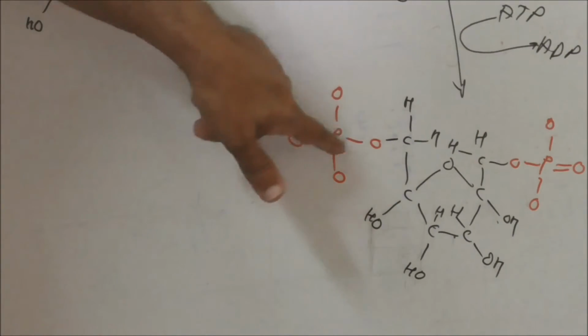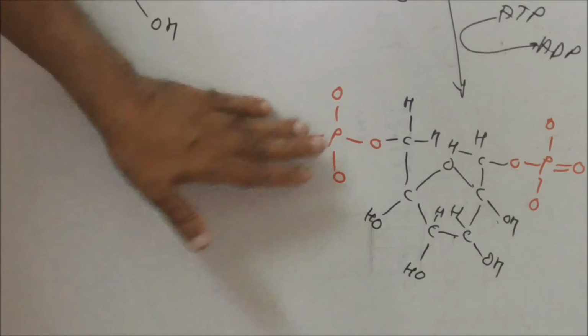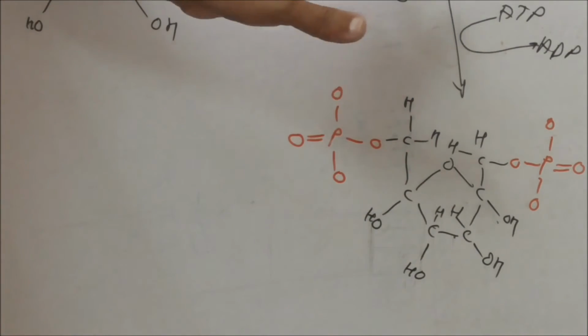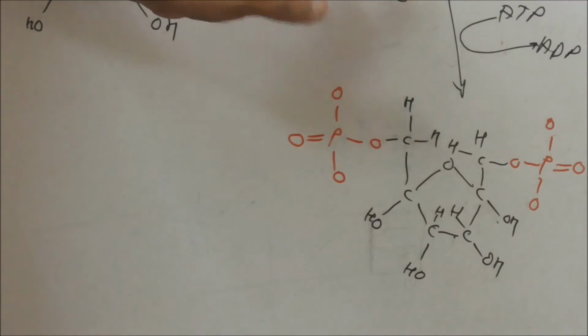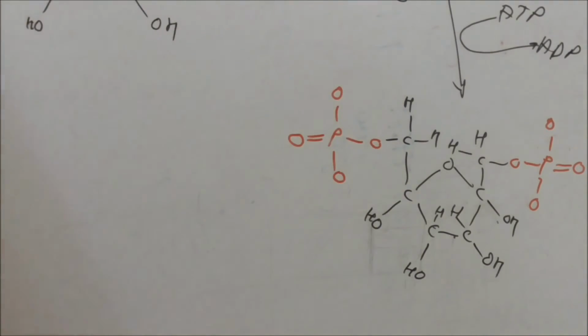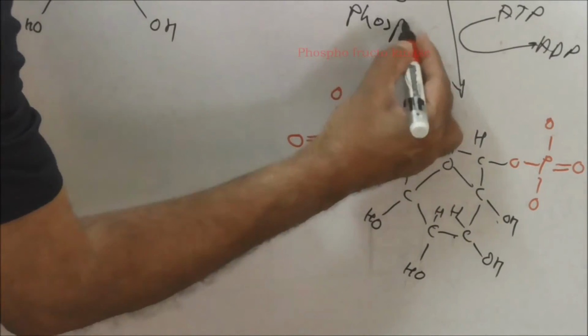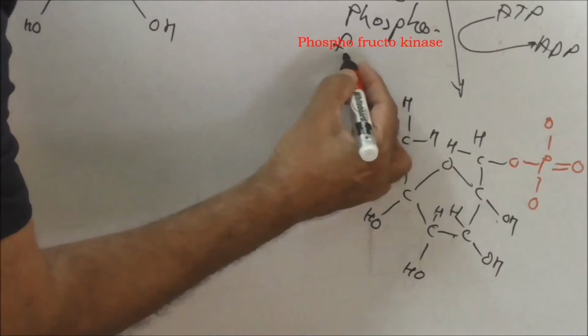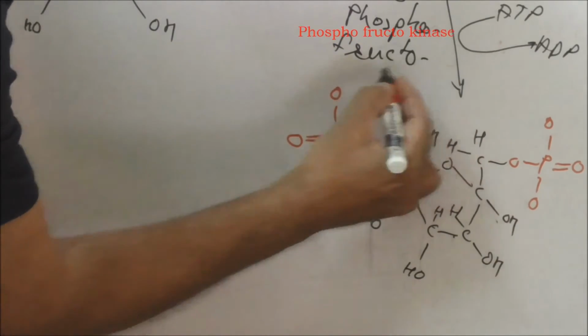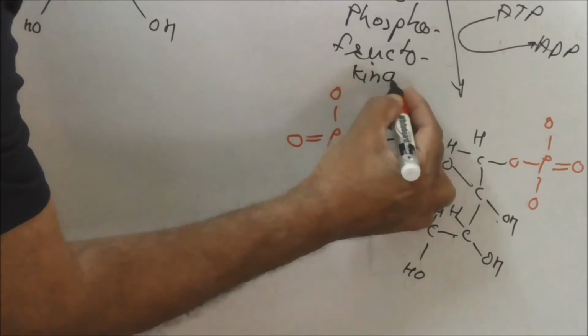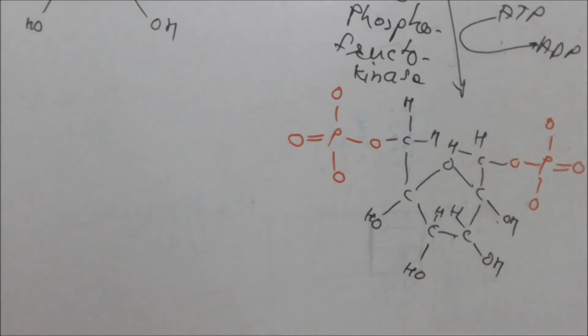So fructose 1,6-diphosphate is the product of phosphorylation of fructose 6-phosphate. Again, here the enzyme is phosphofructokinase. That's the enzyme which converts fructose 6-phosphate into fructose 1,6-biphosphate.